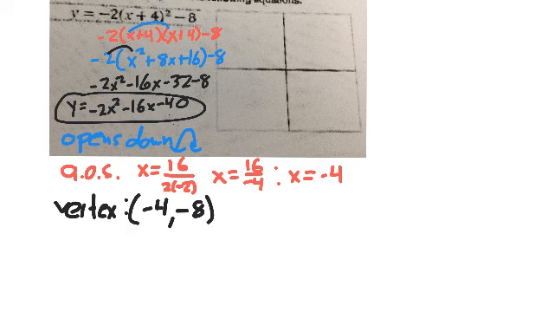Next, we want to identify the y-intercept. The y-intercept happens when the x value is 0. So I plug in 0 here and here. That leaves me with negative 40. So that's probably going to be hard to graph. But my y-intercept should be occurring at negative 40.